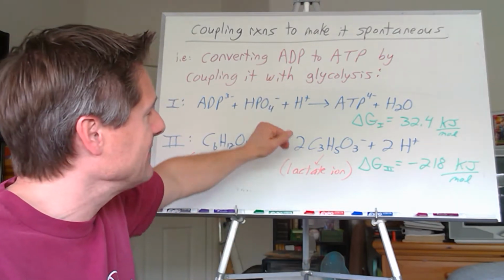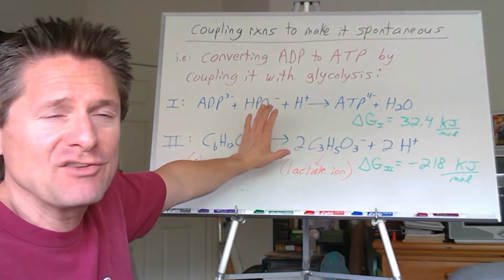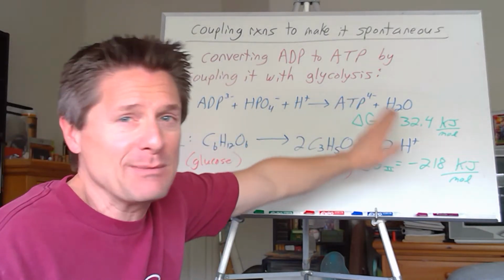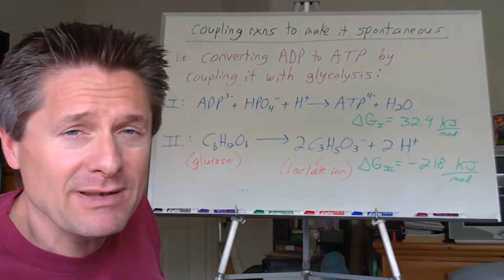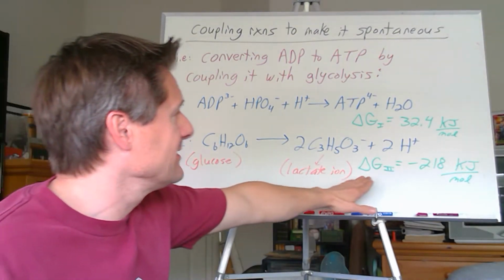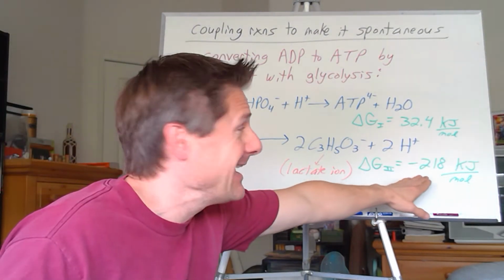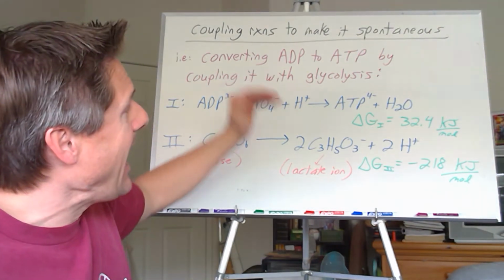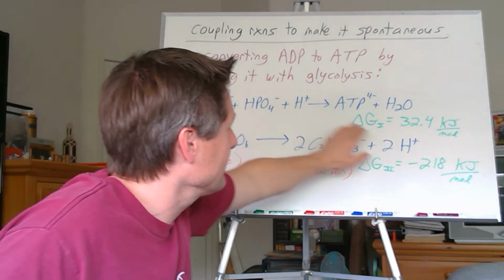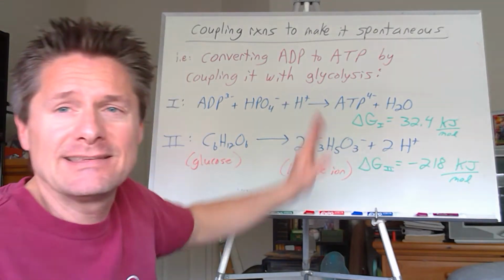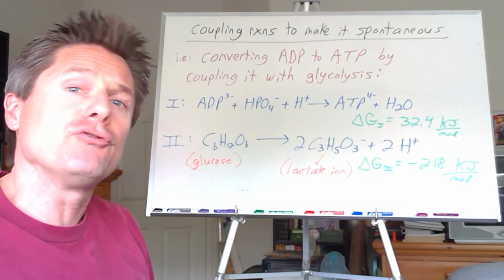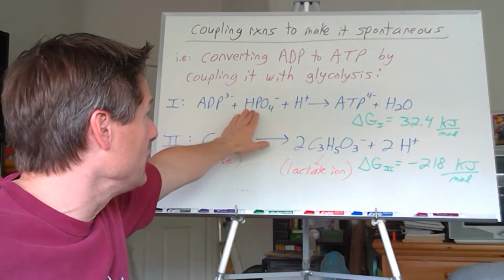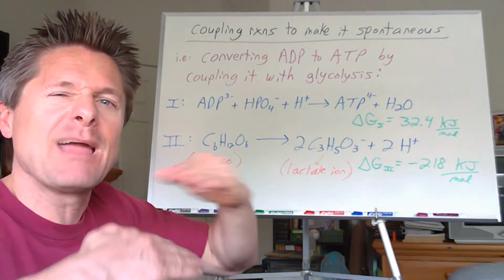If we manipulate these and add these 2 equations together, notice that the first one of interest in creating the ATP is not favorable. That's not spontaneous. But the glycolysis, the breaking down of the glucose, that's negative 218 kilojoules per mole. That's spontaneous. So let's add these 2 equations and cancel out the H pluses and see what we get for our overall delta G. And if that is negative, then we can couple these together and your body can make that happen by doing this simultaneously.